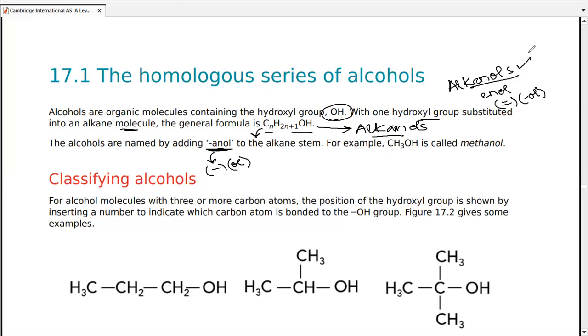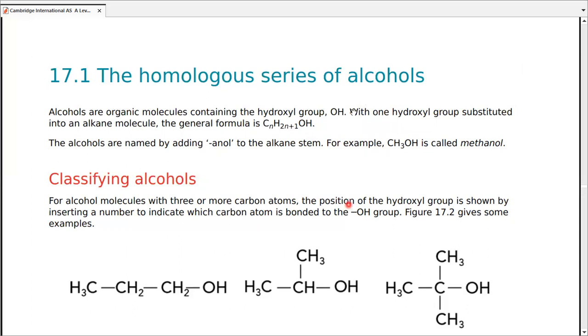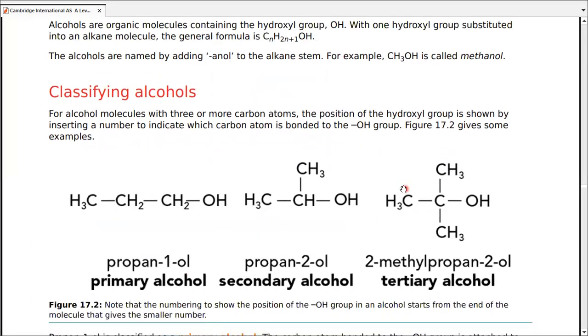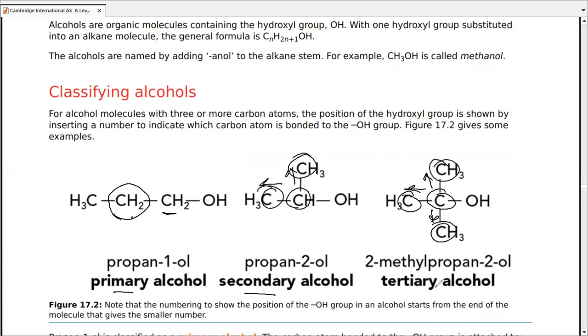Moving on, classifying alcohols, we can easily classify them into primary, secondary, and tertiary. The rule stays the same. So the carbon which is connected to the OH group, if that carbon is connected to just one carbon directly, it's primary. If that carbon is connected to two other carbons directly, in this case, then that's secondary. And if that carbon is attached to three other carbon atoms directly, that is a tertiary alcohol.